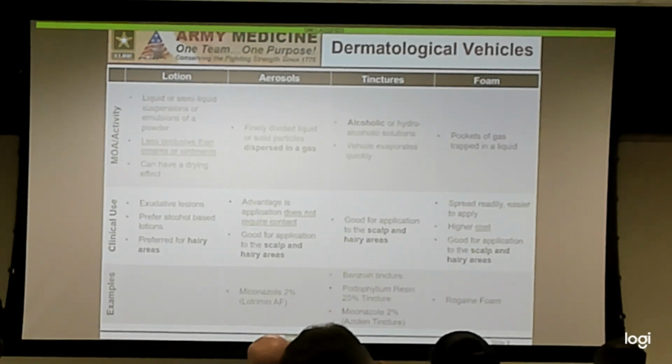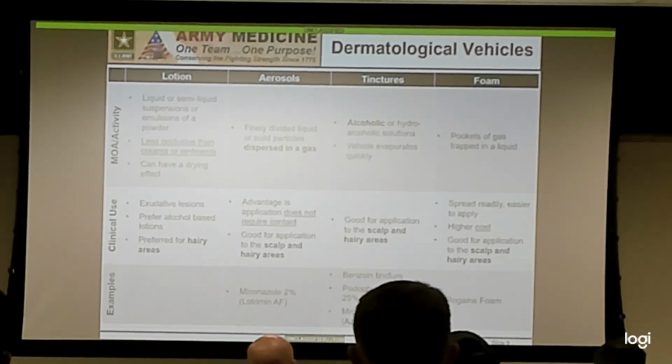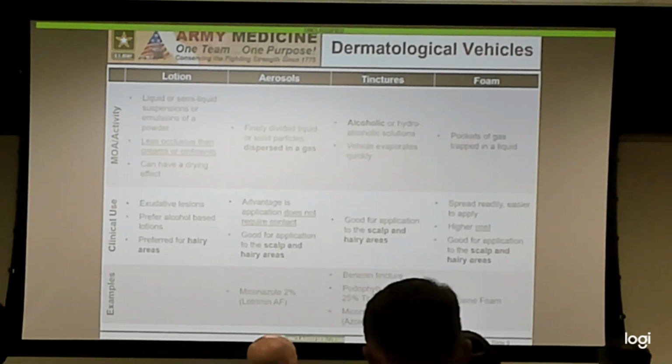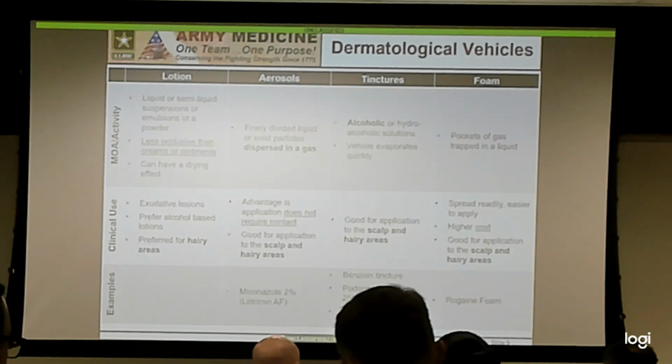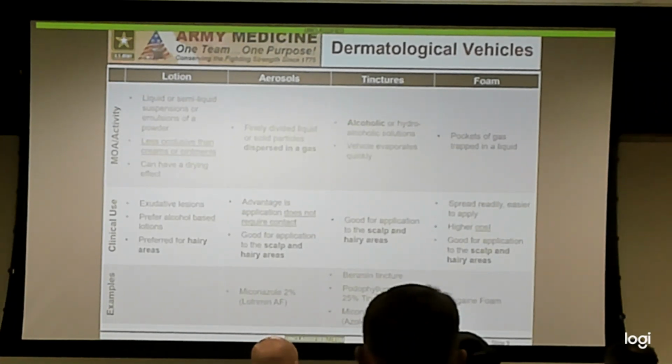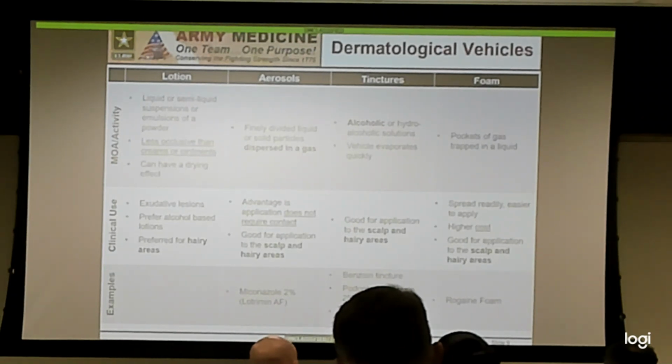Here are some different options that we have. I don't need y'all to remember these examples. I just want you to know what our vehicles are. Our foam, again, something that the patient will usually have to shake before they use it to make sure that the medication has not settled and that it redisperses.